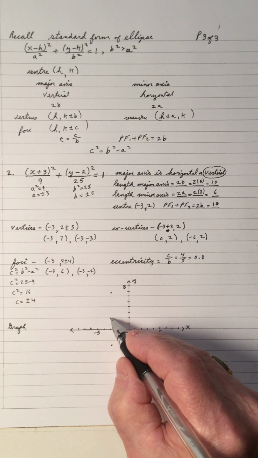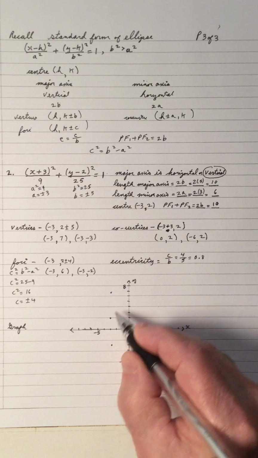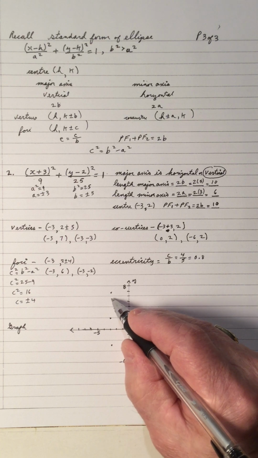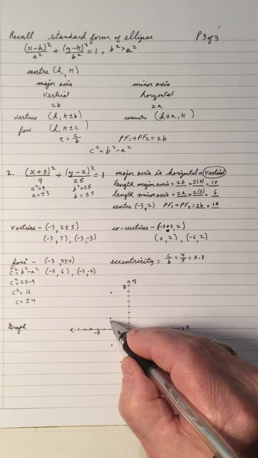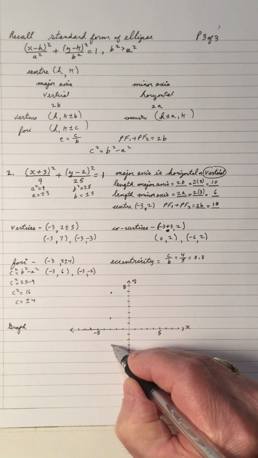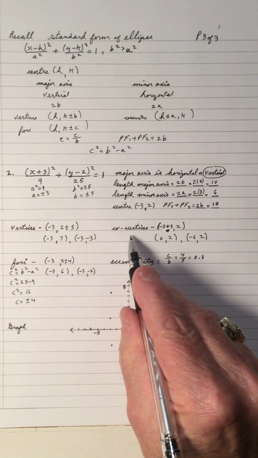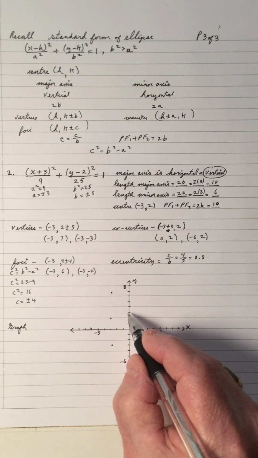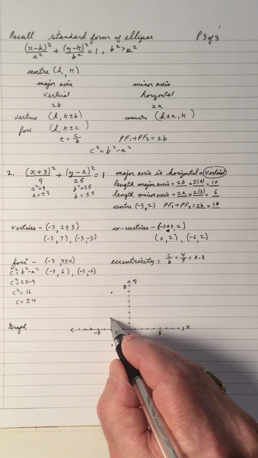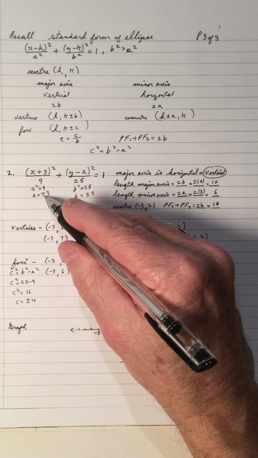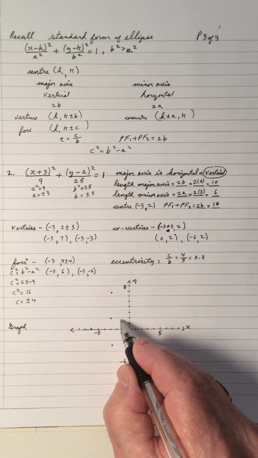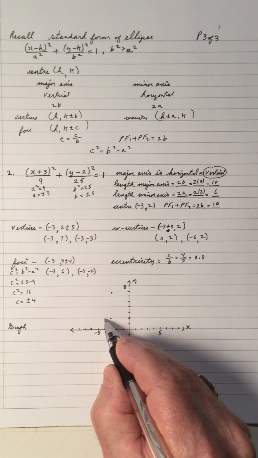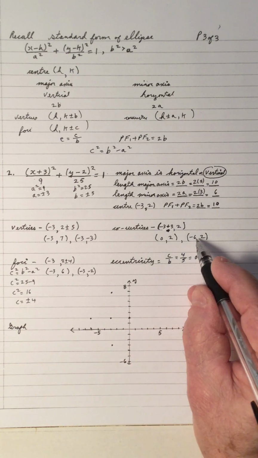I plot the center, which is here, and it's vertical, so I go 5 up and 5 down. So I go 1, 2, 3, 4, 5. And I go 5 down, 1, 2, 3, 4, 5. And the co-vertices are on the horizontal, so it's 0, 2. So I'm going sideways right now. So I go 3 units to the right, 1, 2, 3, right there. That gives me that one. I go 3 units to the left, 1, 2, 3, right there. That gives me that one.